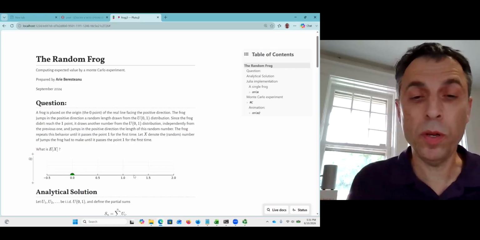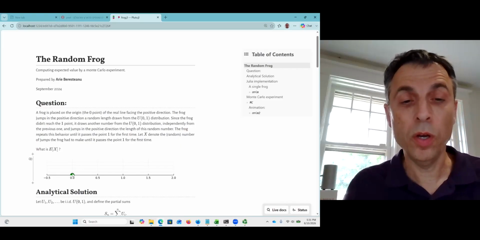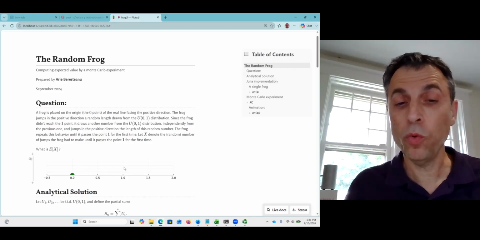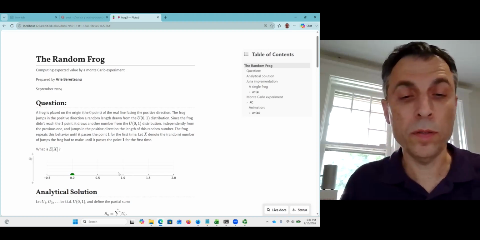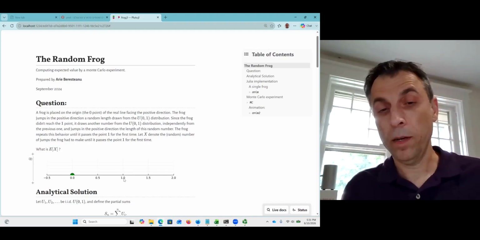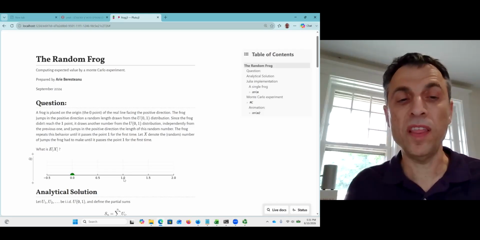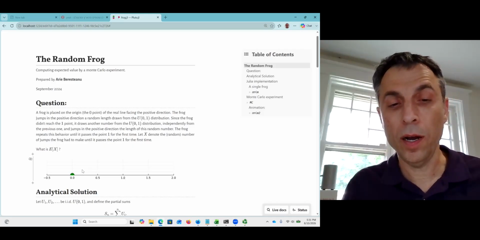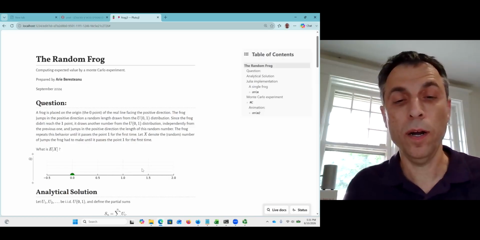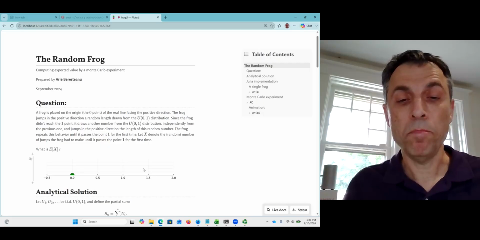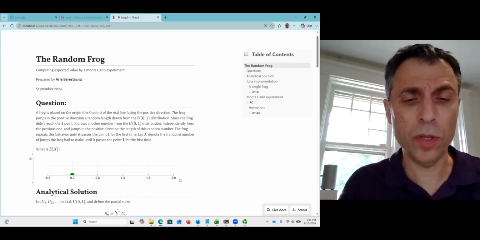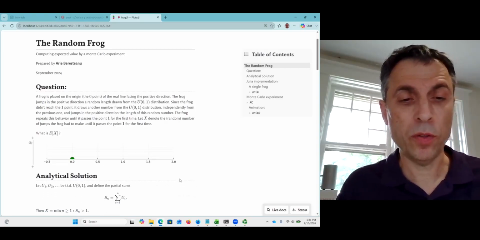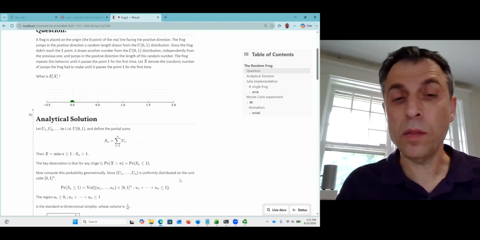And X will stand for the number of jumps it took for that frog to finally jump beyond the 1.0 point. So what is the expected value of the number of jumps that will be required for the frog to pass the 1.0 point? This notebook has an analytical solution, and I will put a link to the GitHub repository where that notebook is.